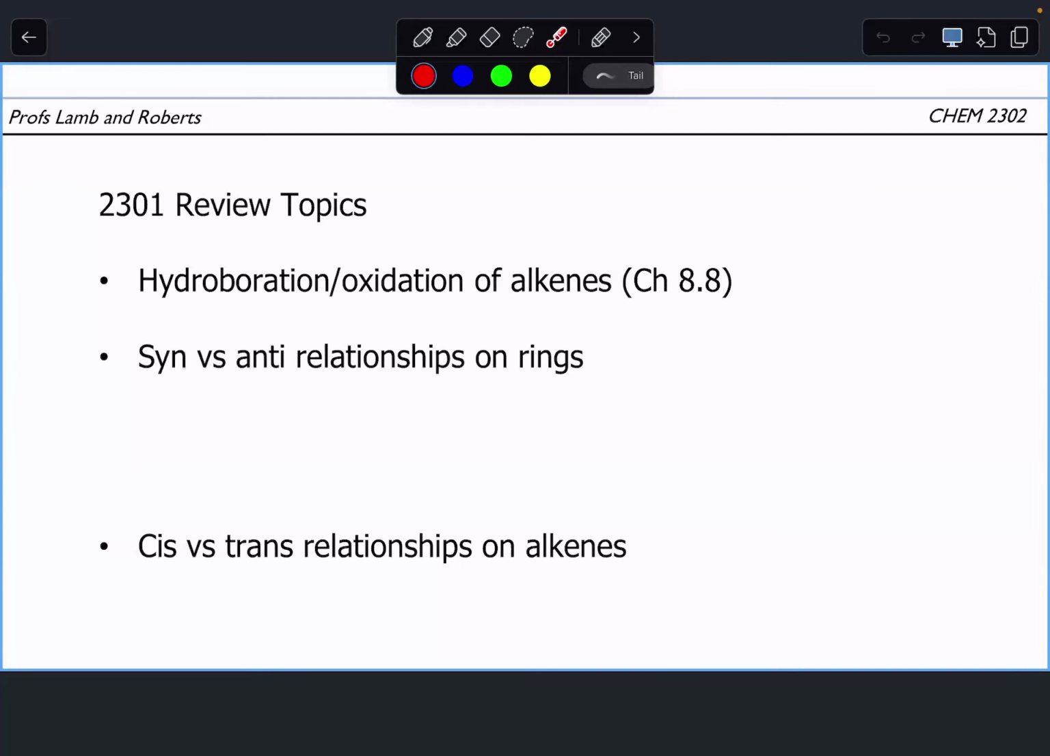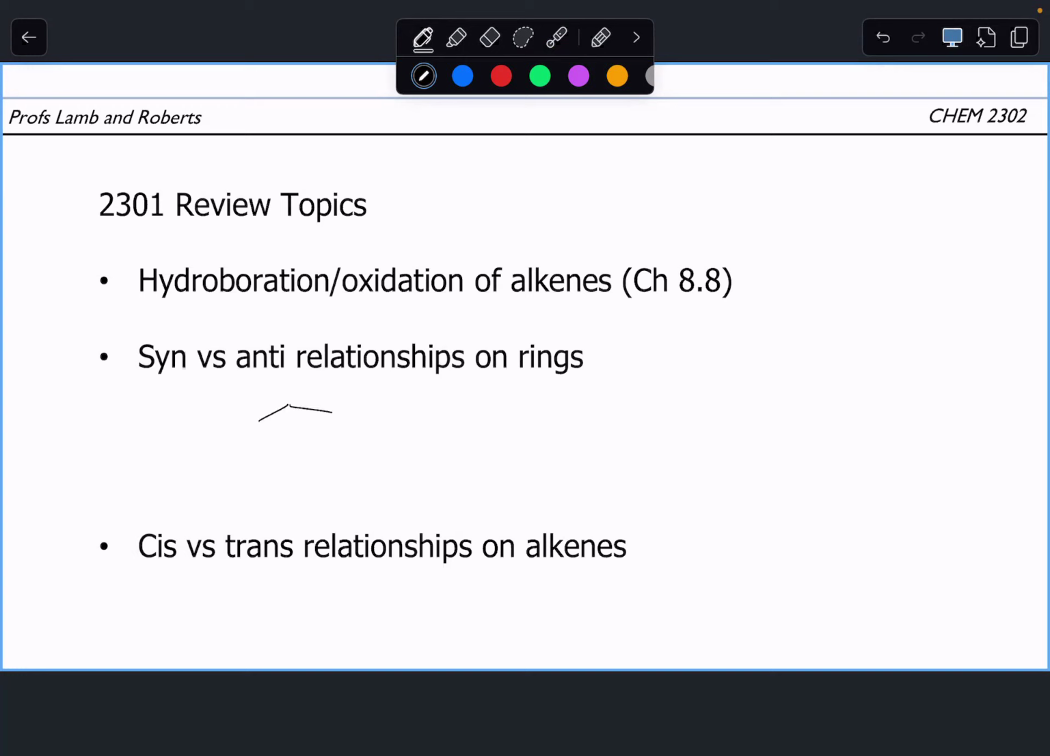But a lot of it is review, and there are no new mechanisms. So our review topics are hydroboration oxidation of alkenes. We will review this reaction in class. We also need to remember some stereochemistry things: syn and anti relationships in a ring.